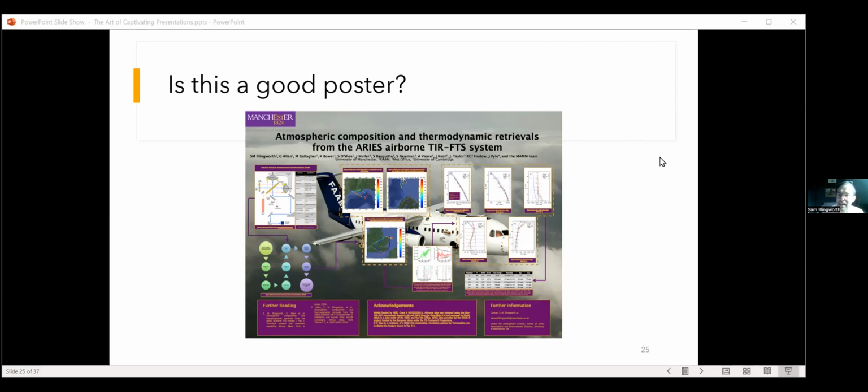And as Angela says, it's so crowded. I totally agree. I don't know why I thought this would look cool to have a picture of the research aircraft behind it, but it just looks really cluttered.